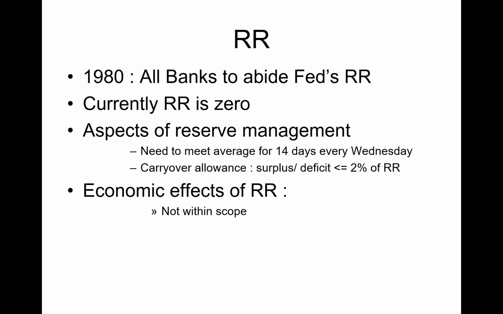And so instead of measuring it every day, the Fed actually measures it every 14 days, and typically it's a Wednesday. And the Fed allows banks to carry a surplus or deficit of 2%, which has to be made up in the next cycle of 14 days.